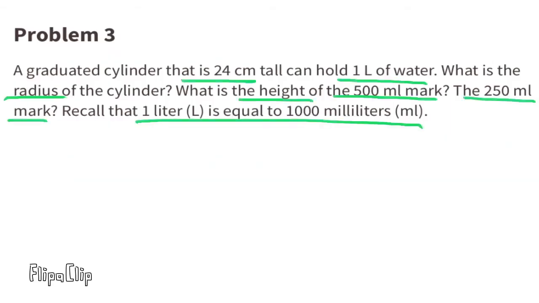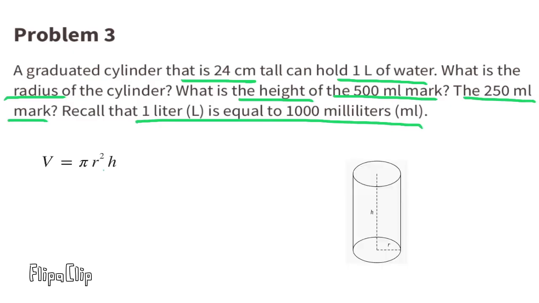Problem number 3. A graduated cylinder that is 24 centimeters tall can hold 1 liter of water. What is the radius of the cylinder? What is the height of the 500 milliliter mark, the 250 milliliter mark? Recall that 1 liter is equal to 1,000 milliliters.